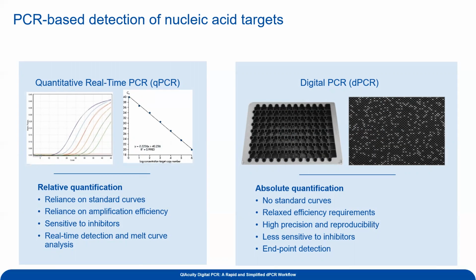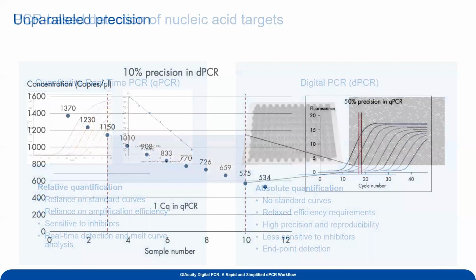So digital PCR has no standard curves required, relaxed efficiency requirements, high precision and reproducibility, and is less sensitive to inhibitors, but it is endpoint detection, right? So we're not having that real-time detection for things like library prep.